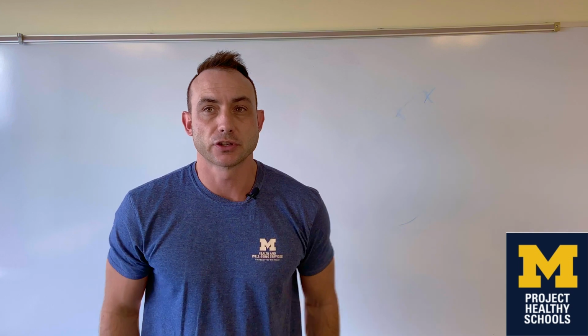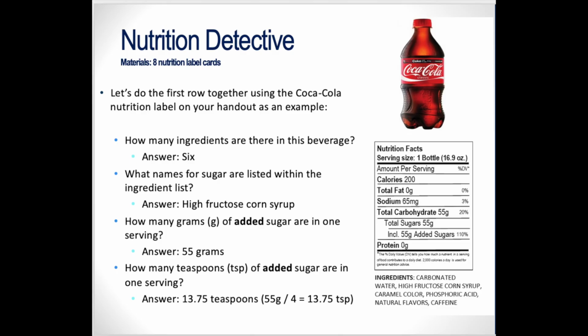Now, looking at your sugar shock handout, let's do the first column together. Notice we're analyzing a bottle of Coca-Cola. So let's do the first row together using the Coca-Cola nutrition label on your handout as an example. How many ingredients are in this beverage? That's the first thing I want you to look for.